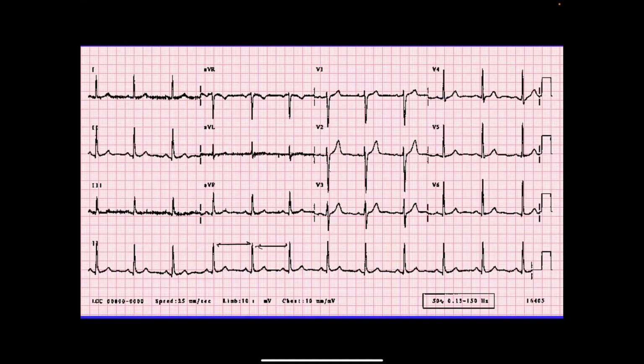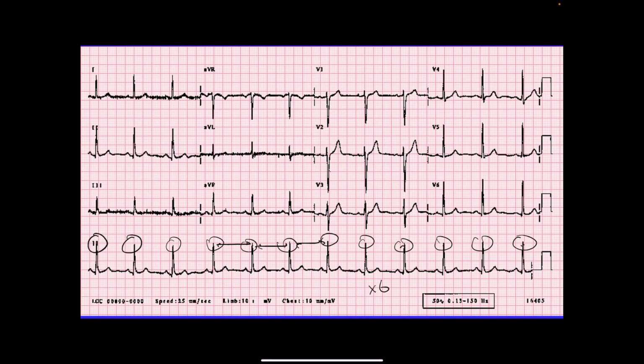So 1, 2, 3, 4, 5, 6, 7, 8, 9, 10, 11, 12. And then you multiply it by 6. Okay? So you count the number of QRS complexes and you multiply it by 6. So here it's 9 times 6, wait, 1, 2, 3, 4, 5, 6, 7, 8, 9, 10, 11. Oh, it's 12 times 6, which is 72.